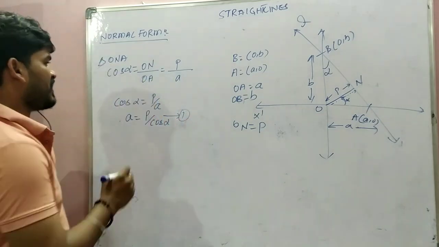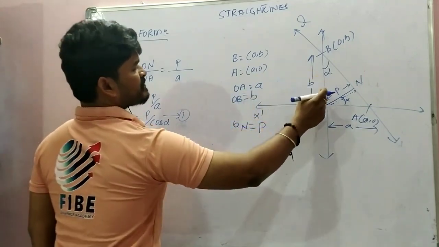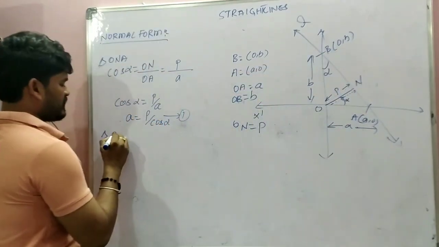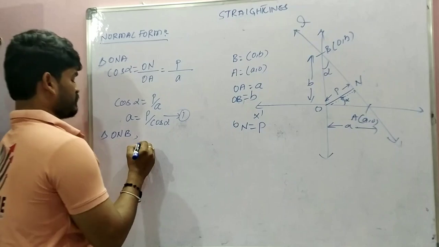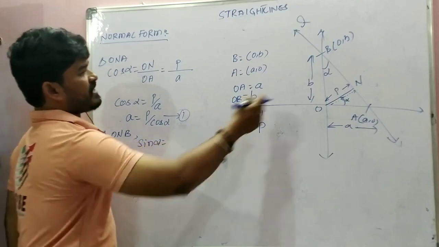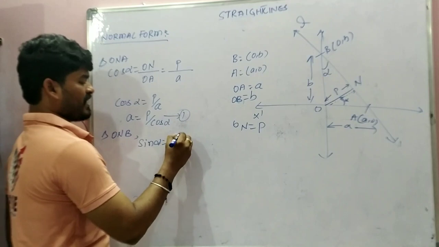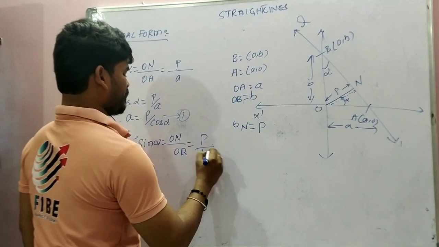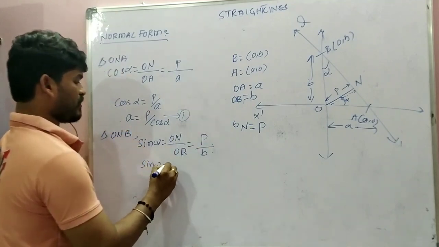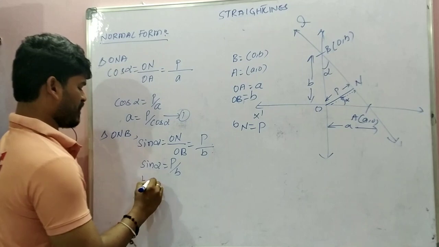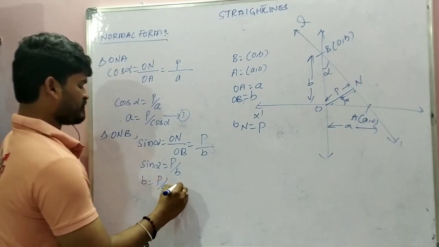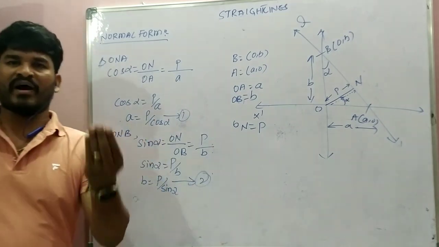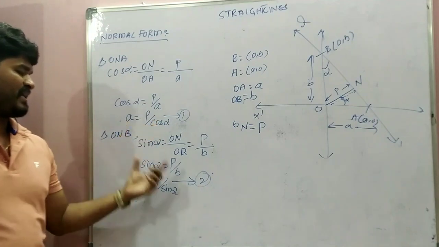Similarly, next we apply the second triangle, ONB. Sin alpha equals opposite, which is ON, divided by hypotenuse OB. ON is p and OB is b. Therefore sin alpha equals p by b, so b equals p divided by sin alpha. This is equation 2. So we know point A and point B.